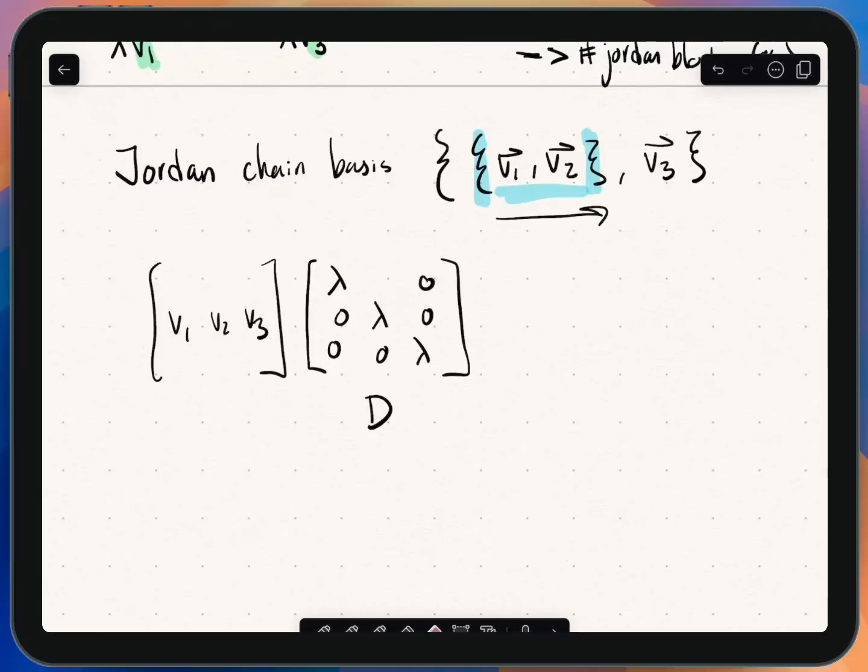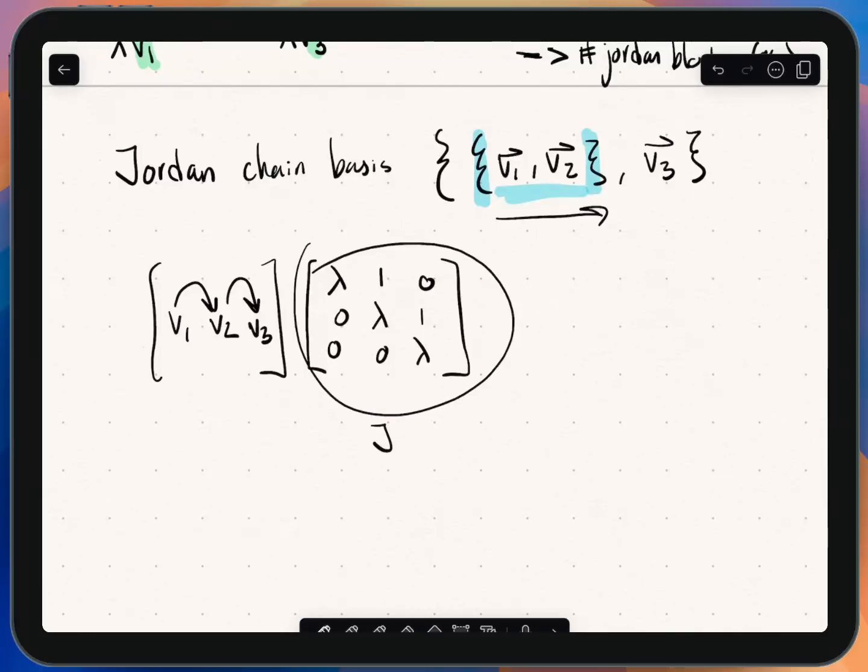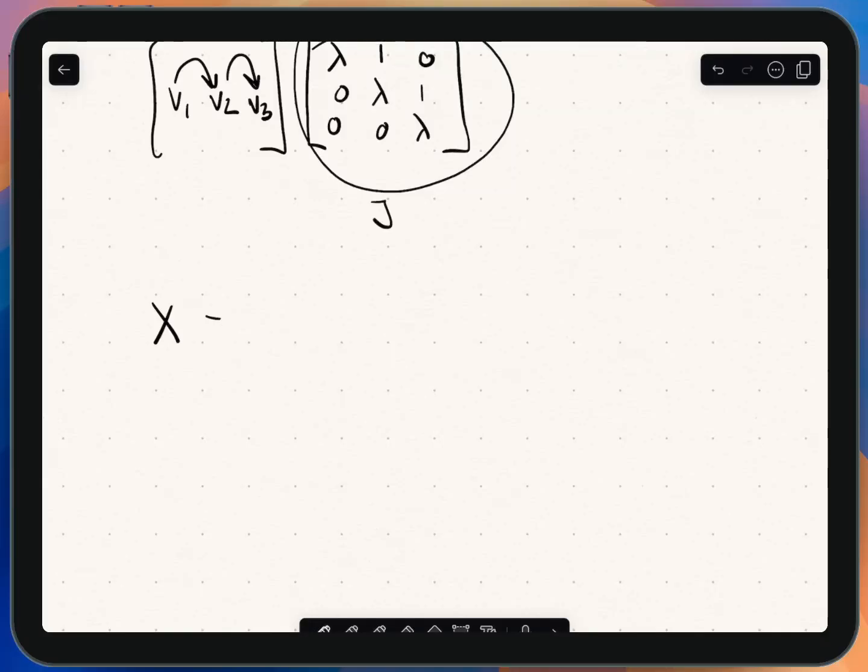But then as soon as we have one of these, for example, as soon as we are having a defective A, we know that we will have a 1 even in 1 spot, but we maybe even have it in 2 spots. Like what if we only had V1 as our eigenvector, and then we would have to derive V2 from V1, and then derive V3 from V2. Then we would have this form, and then it would no longer be a diagonal one, it would be what we call J.